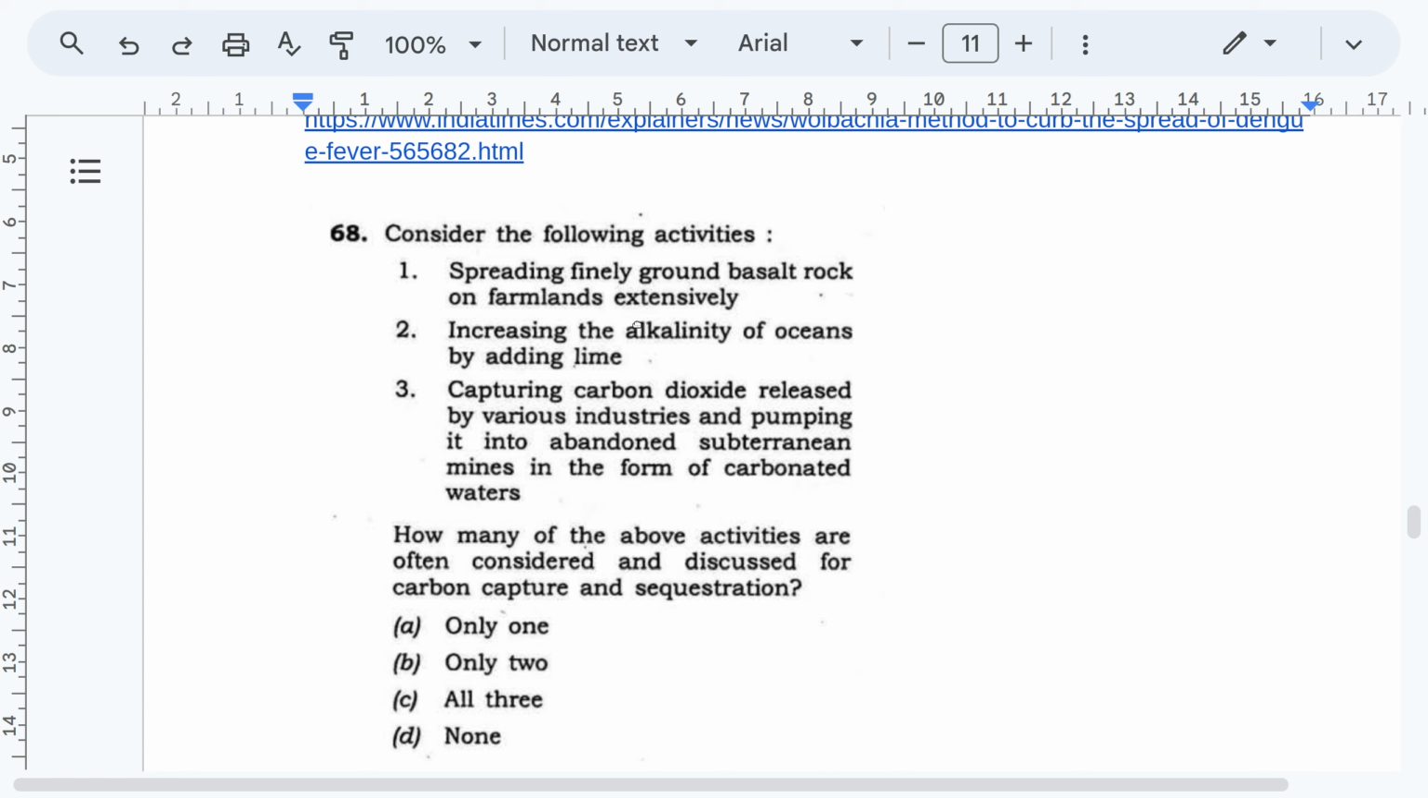And the second option is the trickiest one. So increasing the alkalinity of oceans. You probably have the knowledge that alkalinity of the ocean helps absorb the carbon dioxide, but adding lime to increase the alkalinity of the ocean may sound ridiculous. Like how much lime should we add to such a vast water body to increase its alkalinity to some desired level? That sounds ridiculous, but anyway, I'm just saying the logical approach. But let's see what is the source of this question and how we can answer it.